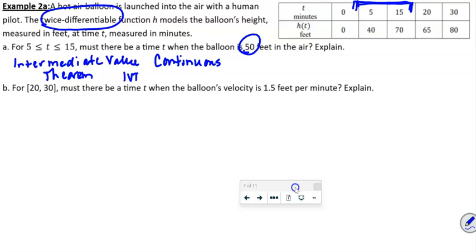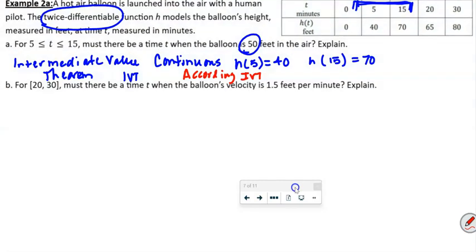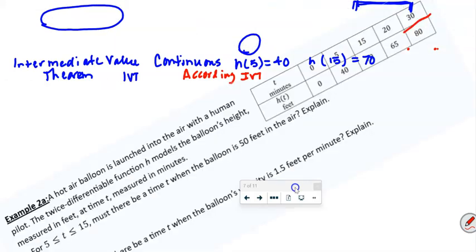So when we're talking through this one, at h of 5, the value for y is 40, or the feet is 40, right? And at h of 15, it's at 70. So here's the question. Isn't 50 between 40 and 70? It is, right? So what we're going to write for our answer here is, according to IVT, if we're going from 5 to 15 here, and this is going from 40 to 70, it's going up, right?